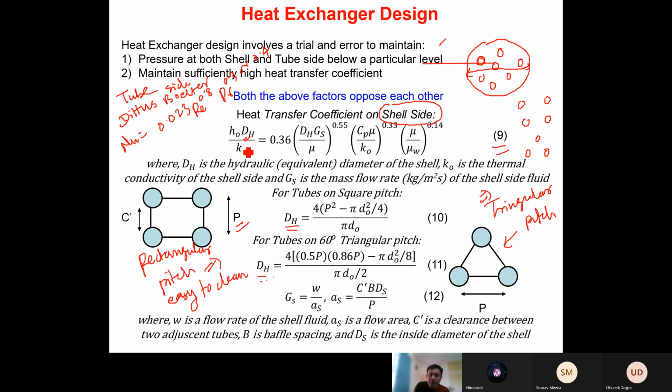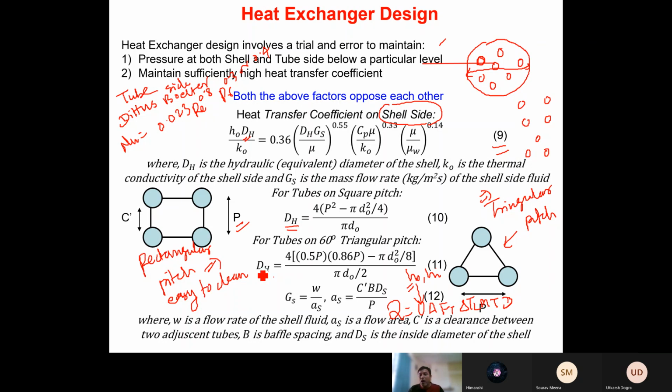So Q will be given by, let me write down here. Q will be given as U A F_T times delta T LMTD. So this U will be calculated using this H0 and HI, where H0 is what? Shell side, and HI is what? Tube side. So once you get H0 and HI, you can calculate Q.